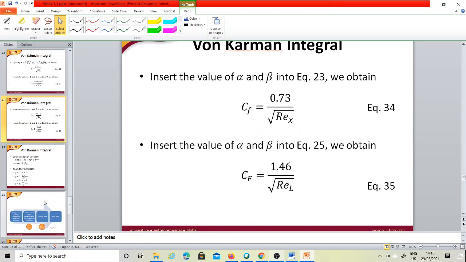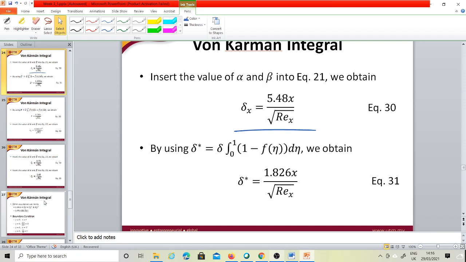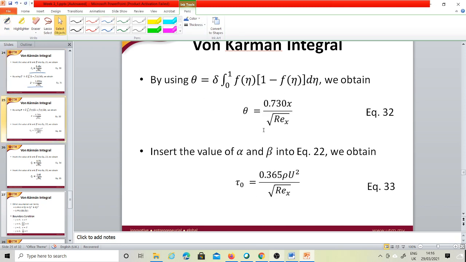Okay, similarly, just continue, put the value of alpha and beta. Beta is actually 2, right, and your alpha is 2 by 15, so just put the values. You will get displacement thickness, you will get momentum thickness, and you will also get the stress, it means the wall shear stress. So these are the forms of the equations using the von Karman equation.